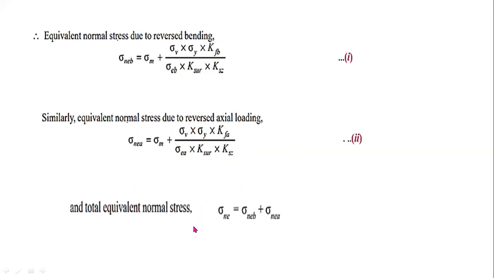By adding these two equations, you can get the value of the total equivalent normal stress. So sigma NE, the equivalent normal stress, equals the equivalent normal stress under bending load plus the equivalent normal stress under axial load. Finally, sigma NE equals sigma y by Fs.